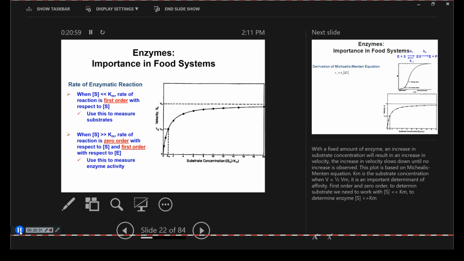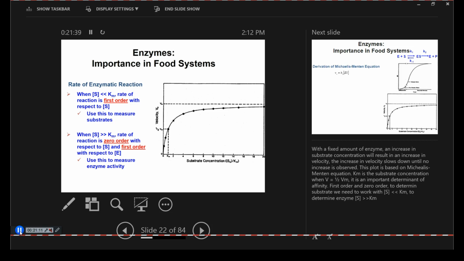So in this case, when I'm designing an experiment and I'm using this experiment to determine glucose content, for instance, that means I need the reaction to be sensitive to the substrate concentration. So I need to work in this area of the curve. I'm measuring glucose, substrate, and I care about the sensitivity of the reaction to the substrate concentration. So I use this place to measure substrate concentration. So I want it to be first order with respect to substrate.